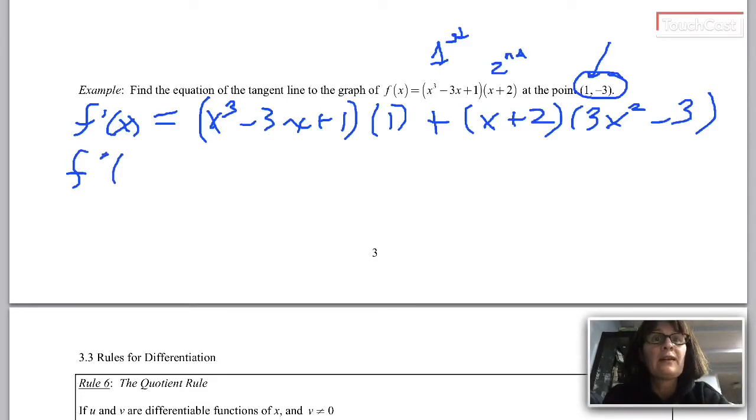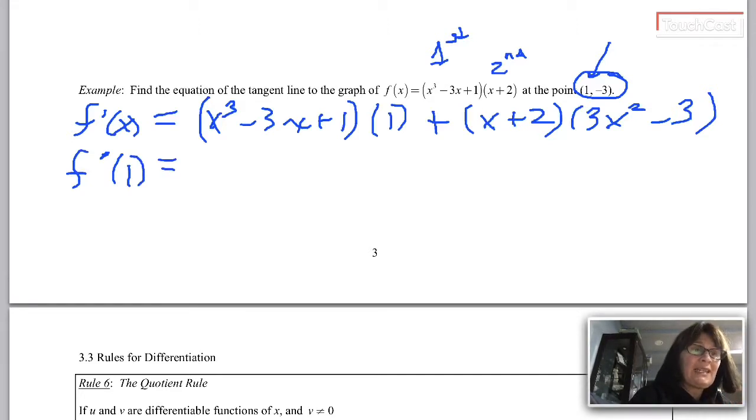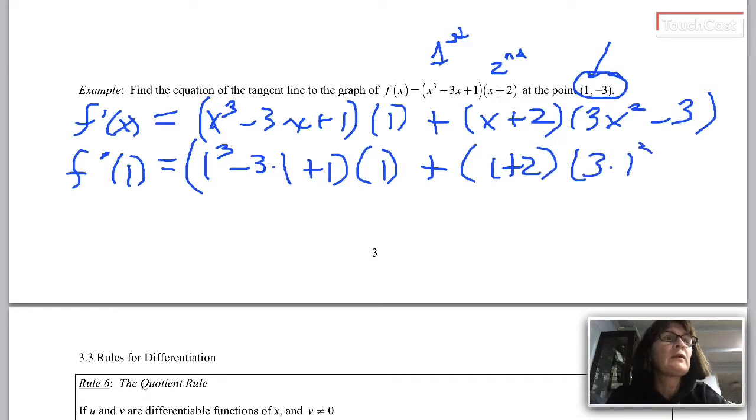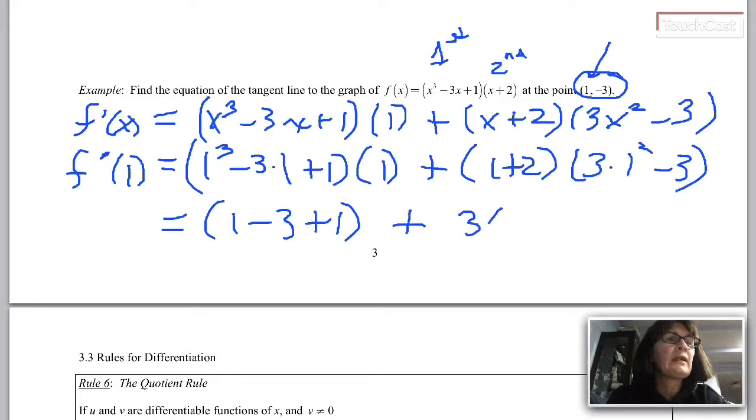So now what I want to do is find f prime of 1. That's going to be me taking the f prime of x rule, and everywhere I see an x, replacing it with 1. So this is going to be 1 cubed minus 3 times 1 plus 1, all times 1, plus 1 plus 2, times 3 times 1 squared minus 3. It's going to be, this is 1 minus 3 plus 1 plus 3 times 1 squared is 3 times 1 is 3 minus 3, that's going to be a 0. This is 1 minus 3 plus 1, 2 minus 3. This is negative 1 is my slope.